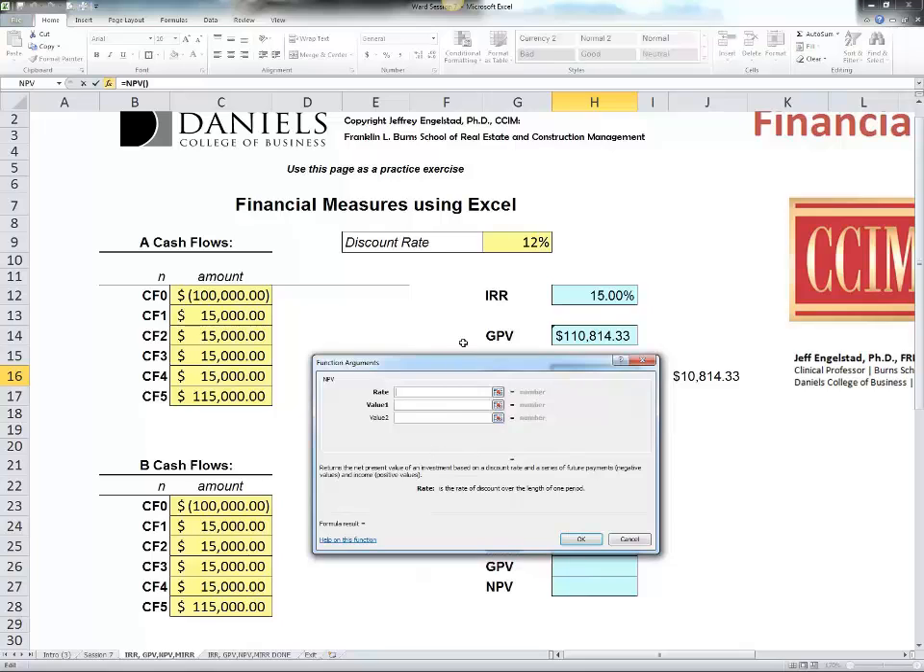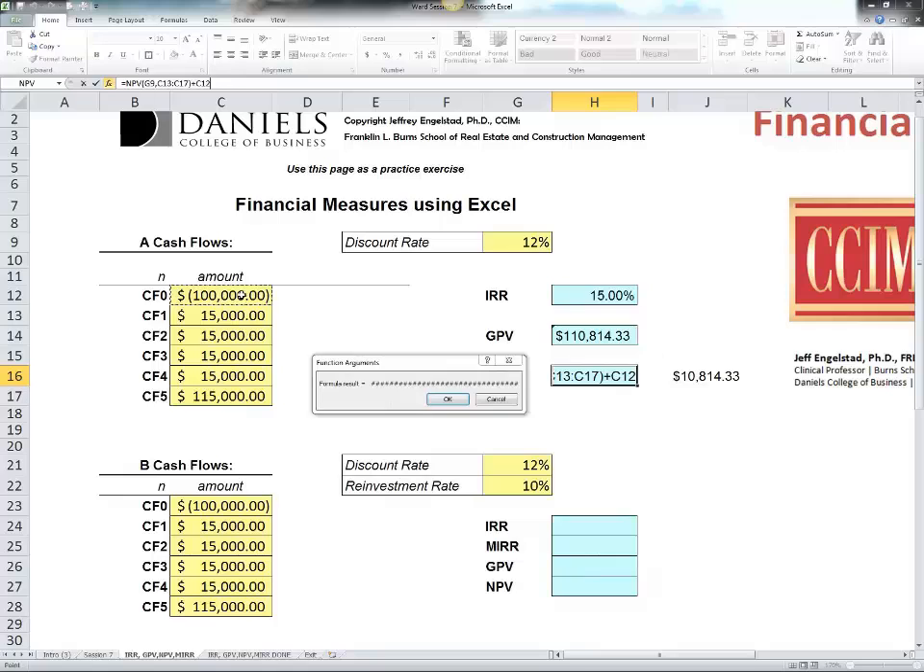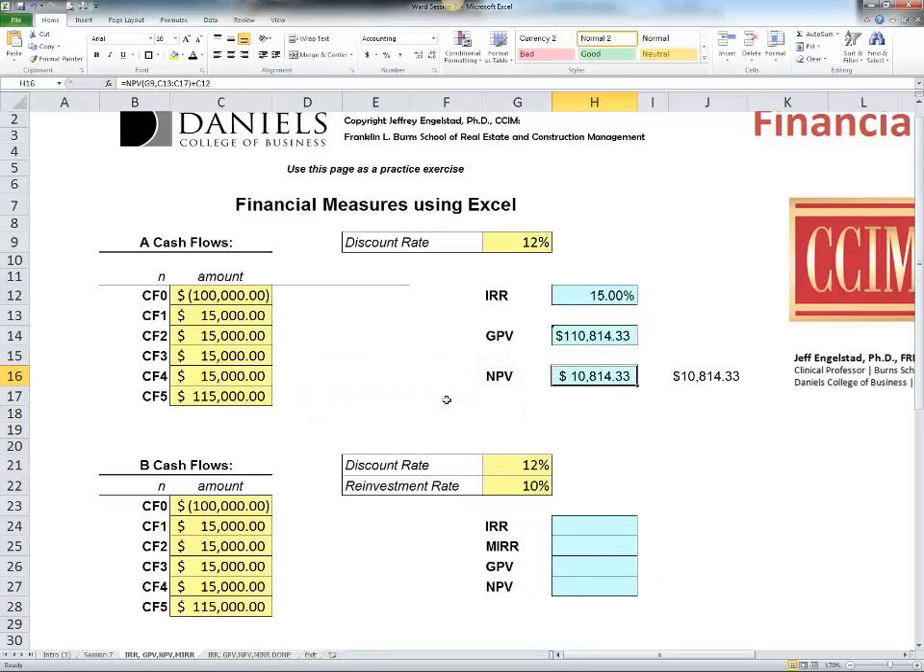In order to solve for that in Excel, we bring up the net present value function again, and note what we're going to do. The same thing. Put in the discount rate, put in the values that are subject to that discount rate, and notice we've solved for the gross present value of $110,814. In order to make this truly net present value, we have to leave the function arguments and deduct cash flow zero. Now, cash flow zero is already negative, so we're going to add it. When we add cash flow zero, then we get the result, $10,814.33.